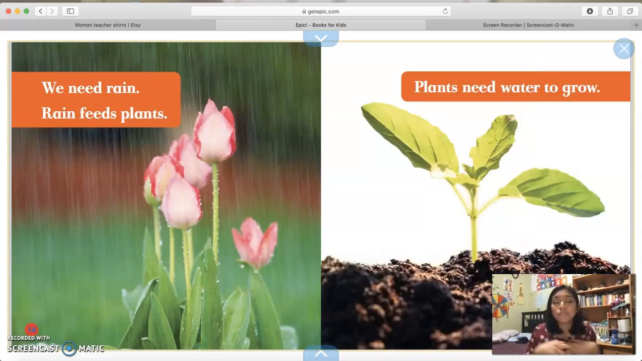We need rain. Rain feeds plants. Plants need water to grow. And this we know when we did our unit on plants. We know that plants need water in order for them to grow. Remember, the roots are the ones that suck in all the water for the plants to grow. The stem, the leaves, and eventually a flower, right?